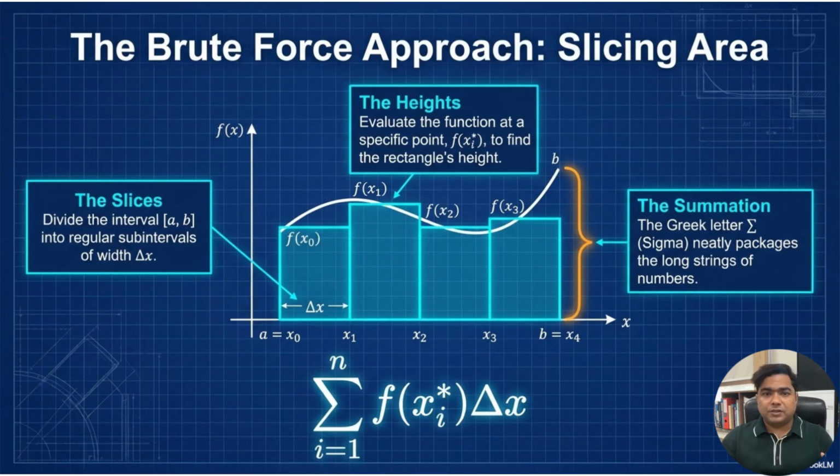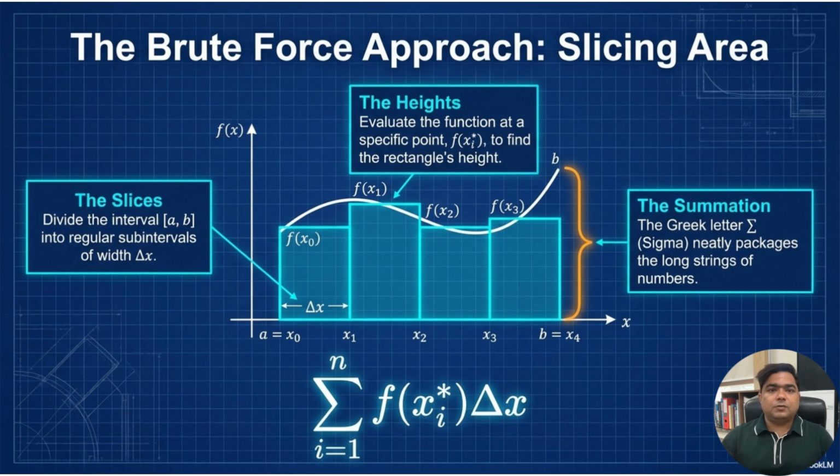Now we move to the first method of understanding integration, slicing the area. Suppose we have a curve and we want to find the area under the curve from a starting point A to an ending point B. At first, this may look difficult because the top boundary is curved, not straight. So we use a practical approximation. We divide the interval from A to B into several small subintervals. Each subinterval has a small width called delta x. In spoken form, delta x means a small change in x.